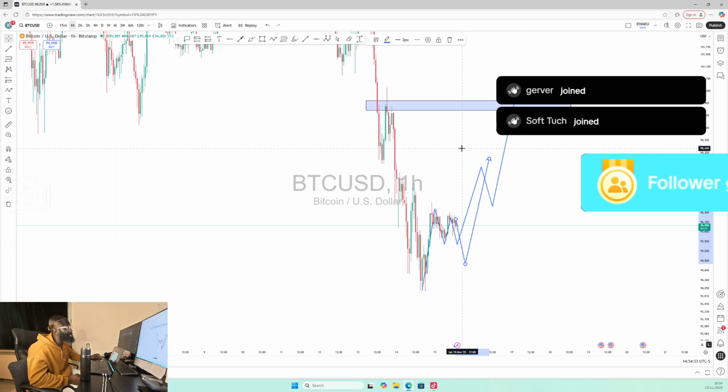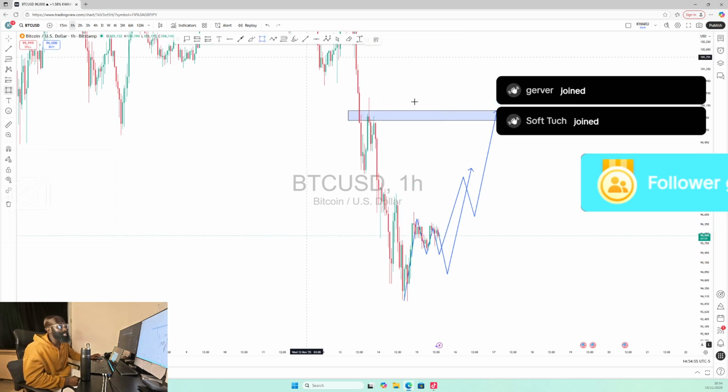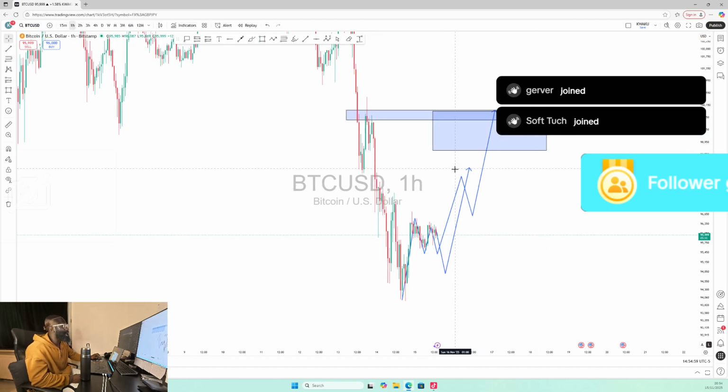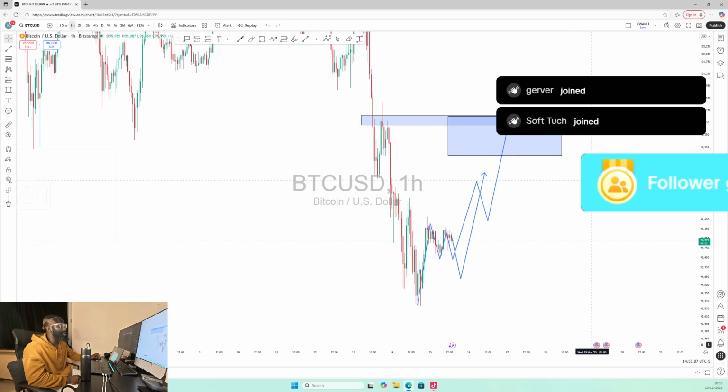If you don't want to engage yourself in this pullback, wait patiently for price to pull back to this resistance. Then you ask yourself, are you going to break? Are you going to reject? If you are going to break, it depends on how price pulls back to that level. If you are going to reject, it depends on how price pulls back. With this, I'm done with BTC USD.